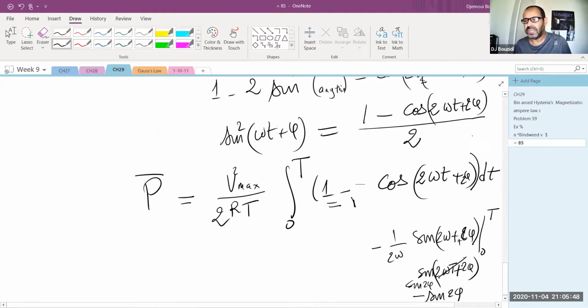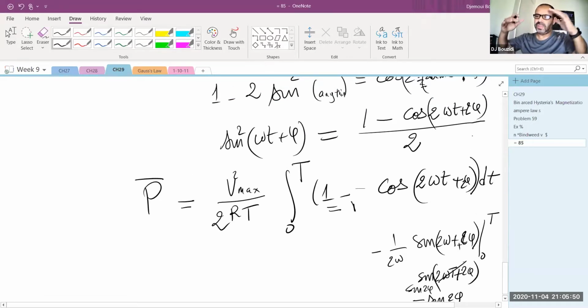And that is because the cosine is a periodic function. So if I have one value integrated, it's going to give me the average. Sometimes it's positive, sometimes it's negative. It's going to cancel out on average. So this is 0.